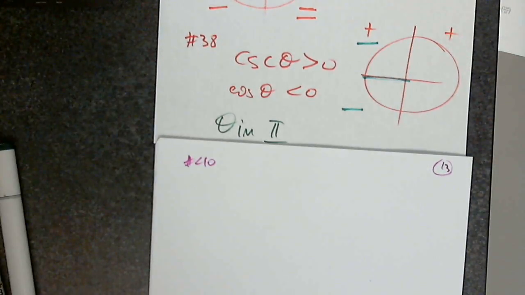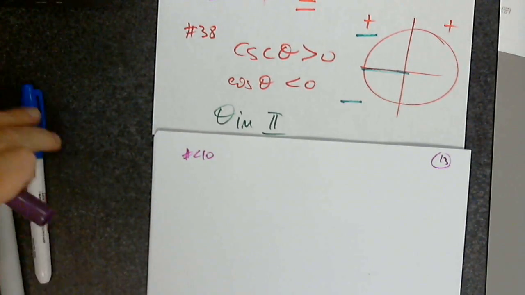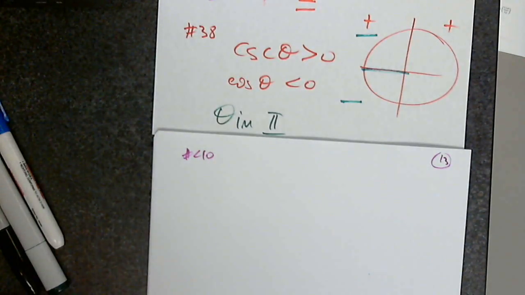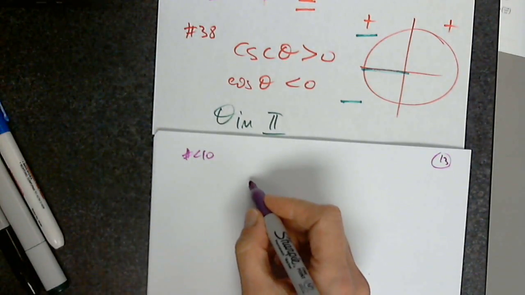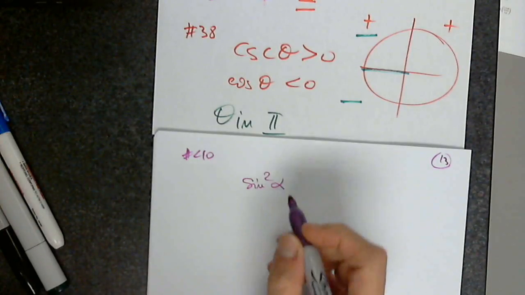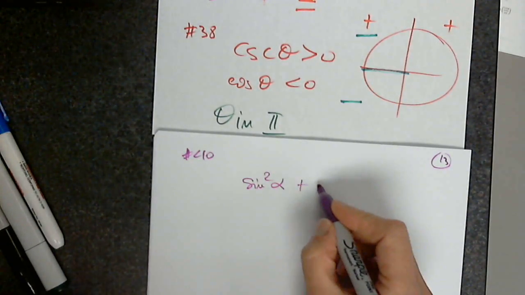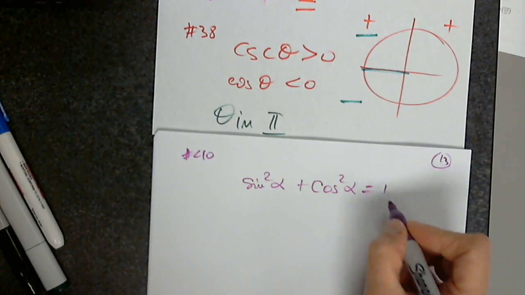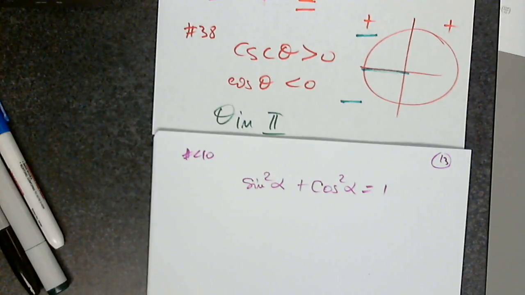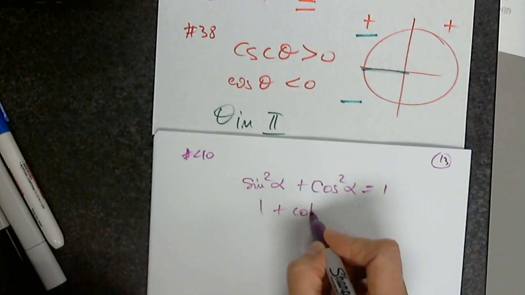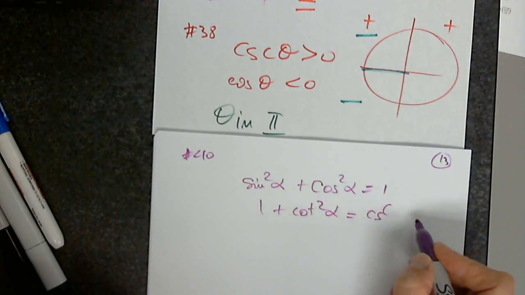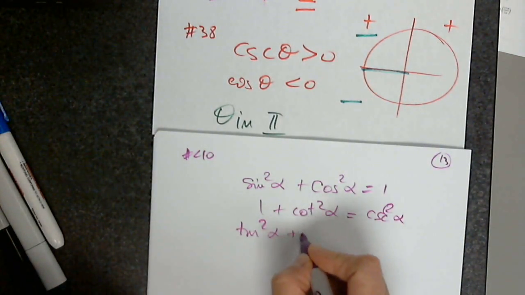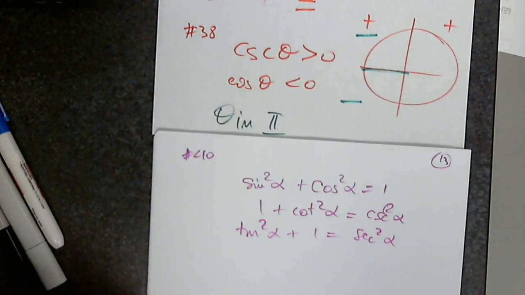First, I would like you to give me the most important trig identity that we discovered today. Sine squared alpha plus cosine squared alpha equals 1. From here, we established two more. We established that 1 plus cotangent squared equals cosecant squared. And then tangent squared plus 1 equals secant squared.